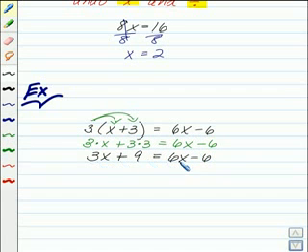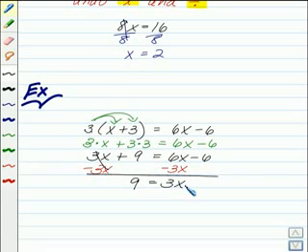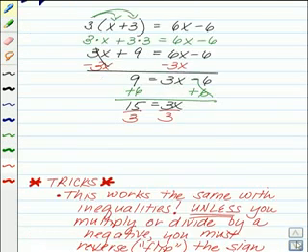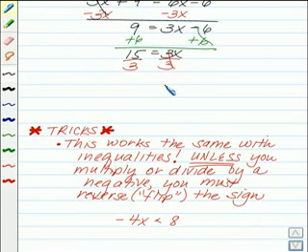Now we need to move our variables to one side. We do this by moving our smaller one, so we can subtract 3x from each side. That will be gone now, and we get 9 equals 6x minus 3x, which is 3x minus 6. Now we undo any adding or subtracting. We've got a minus 6 here, so we add 6 to each side. That gives us 9 plus 6, which is 15, is equal to 3x. And now our final step is to undo our multiplying or dividing. We undo multiplying by dividing, divide both sides by 3, and we end up with x equals 15 divided by 3, which is 5, and we've solved our equation.